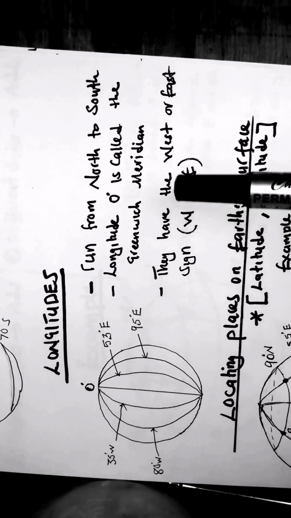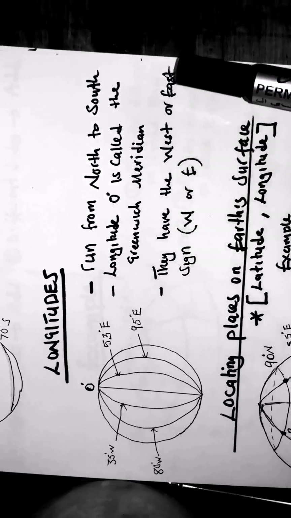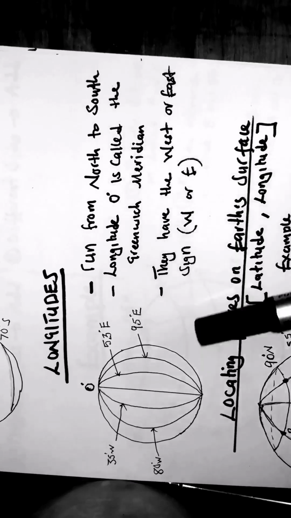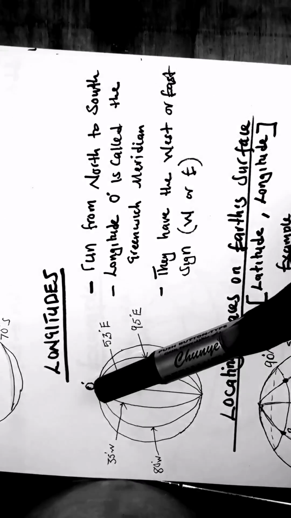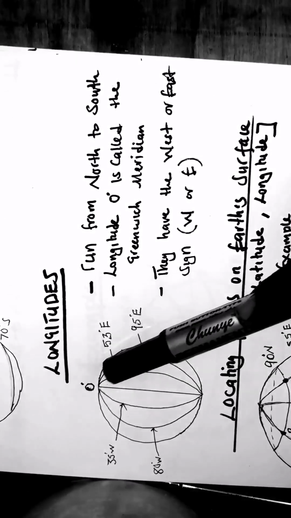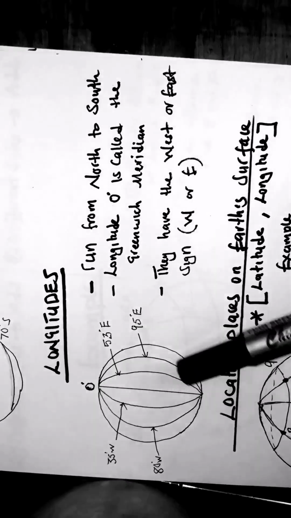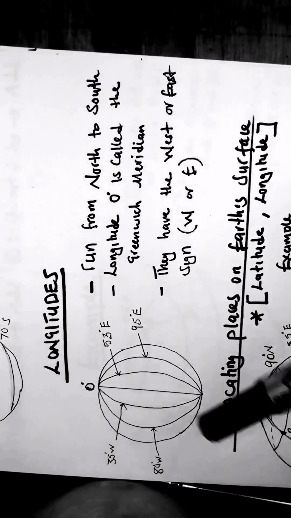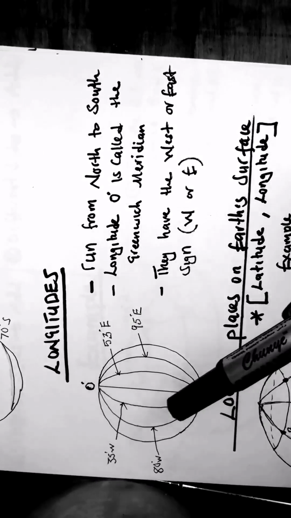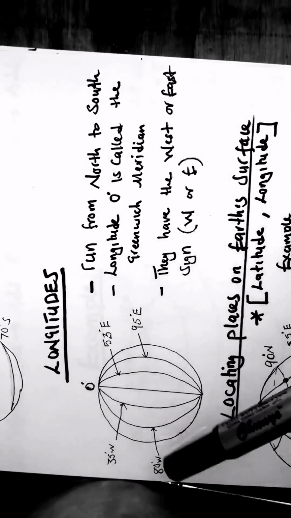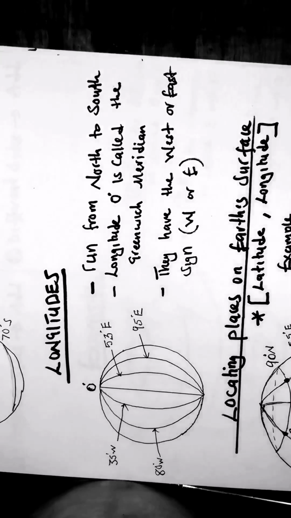Longitudes have west or east signs. You can see that longitudes in the eastern hemisphere will have the east sign. The longitudes in this hemisphere will all have the east sign. Longitudes in the western hemisphere will have the west sign. You can see from here we have west signs. All right.